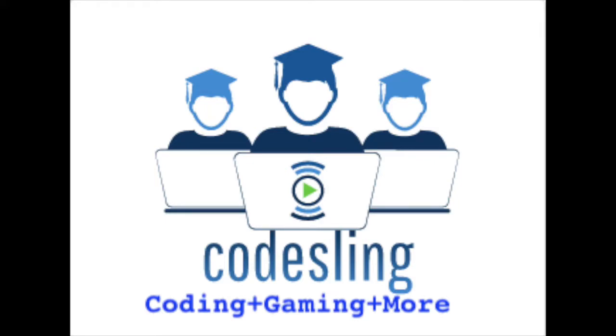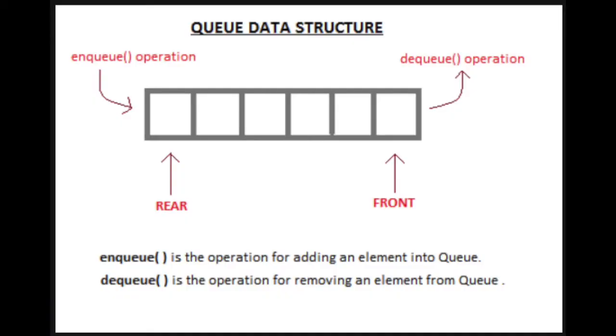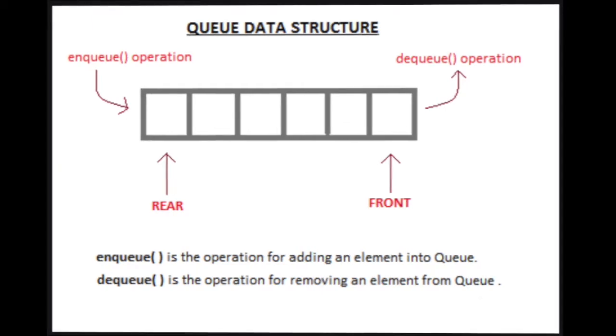Welcome, Code Slingers. In this tutorial, we're going to cover the queue data structure. A queue is a collection that allows you to enqueue, or add, elements and dequeue, or remove, them in the same order as they were added.